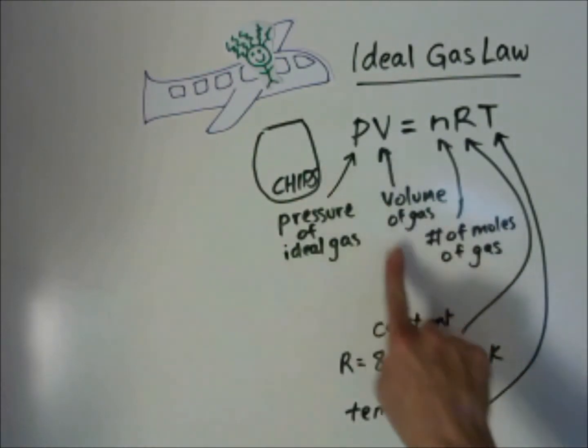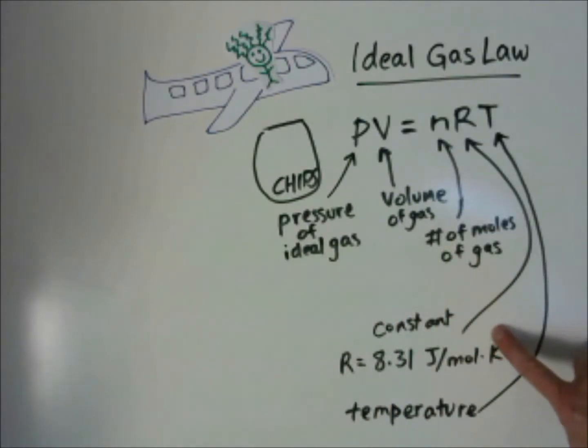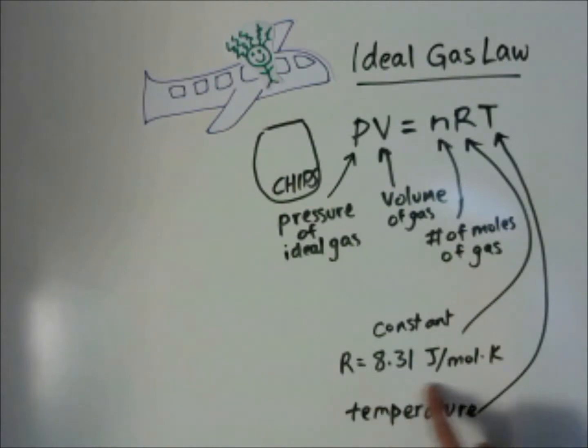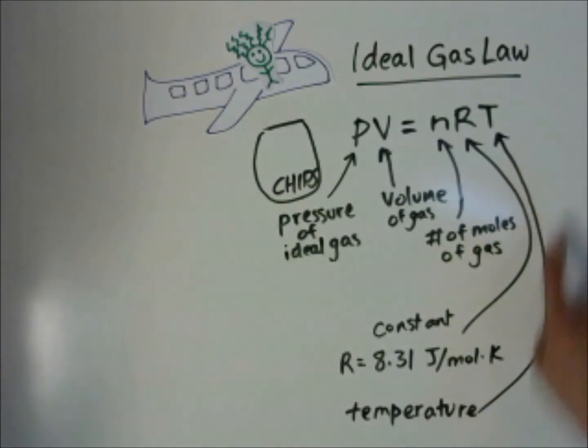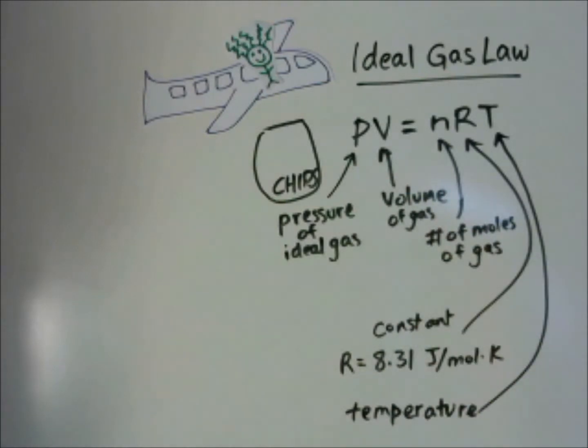The volume of the gas, the number of moles of the gas, the constant R, which this is one way of writing it. If I use this value, 8.31 joules per mole Kelvin, then my temperature is going to have to be in Kelvin. And the temperature of the gas. So the pressure times the volume equals the number of moles times R times T.